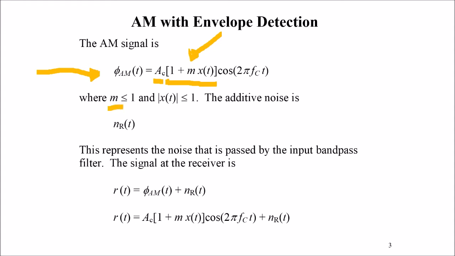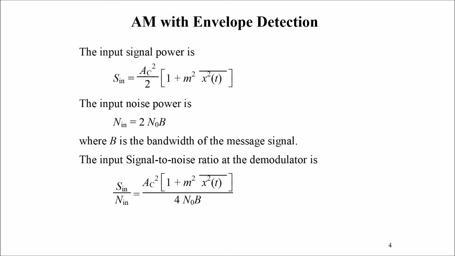M, the index of modulation, has got to be less than or equal to 1, and we're taking the magnitude of the message signal to lie between -1 and +1. And we have the additive noise that has been passed through the bandpass filter. So the received signal is the AM signal plus the additive noise. The input signal power is exactly the same as we worked out with synchronous detection, and the input noise power is the same as we worked out with synchronous detection. So we have the same expression for the signal to noise ratio at the input of the demodulator.